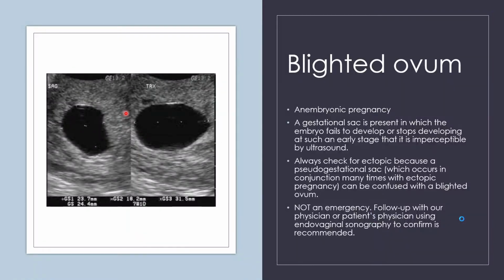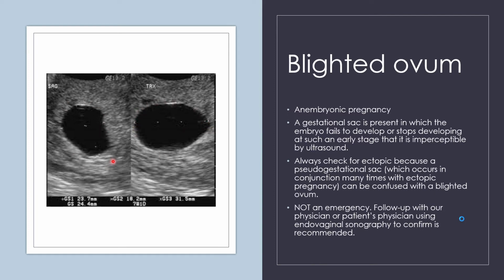So remember that ectopic pregnancy is the only emergency situation. However, you may run into some things that are sad, okay? So a blighted ovum is also known as an anembryonic pregnancy. I mentioned this a little bit earlier in the presentation. Anembryonic pregnancy means there's no embryo that developed. So it's just a gestational sac.